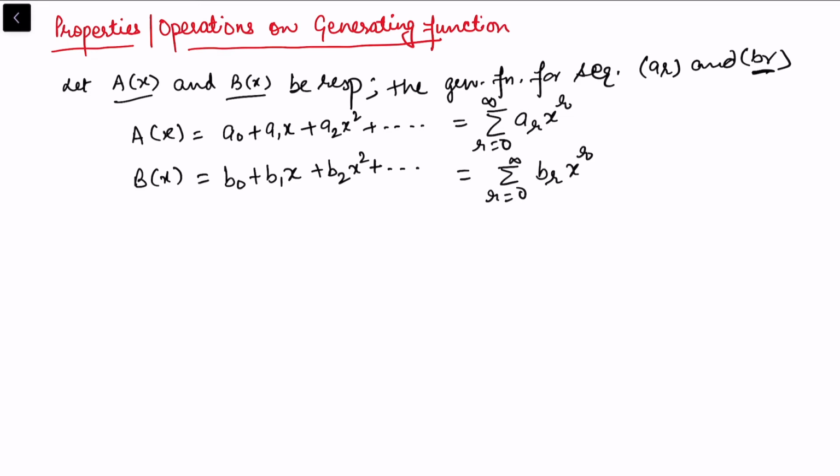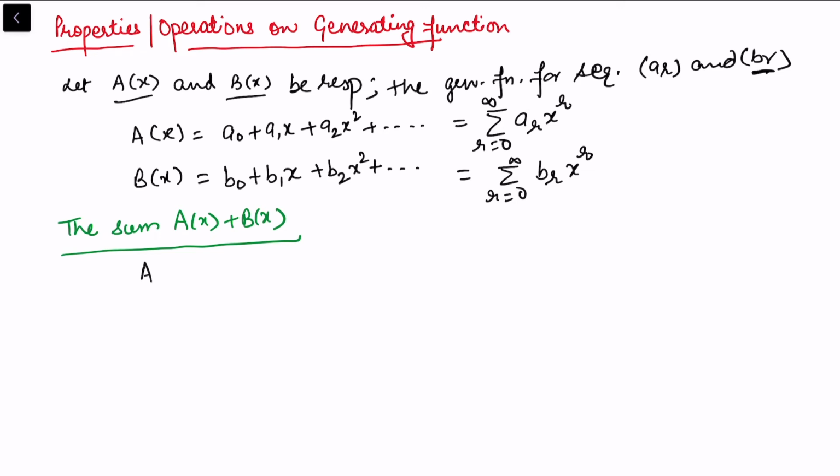We will first define the sum and then we will define the product. To define the sum, we write A(x) plus B(x), and the summation of two power series is also a power series. Here we do the component-wise sum, or we may say the like powers of x are summed.